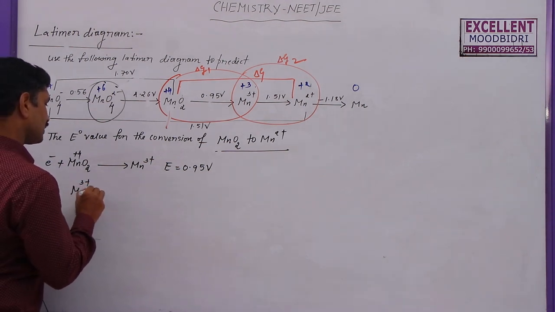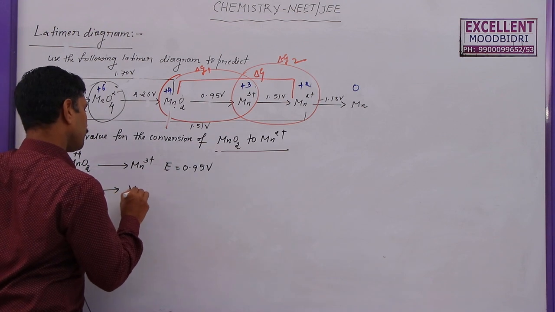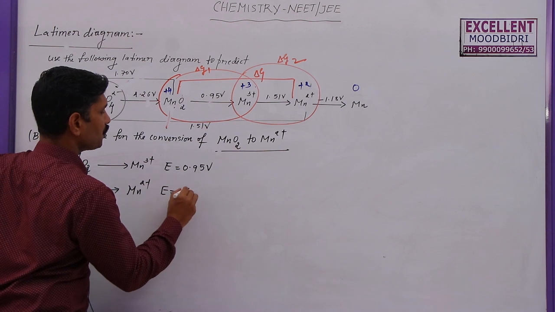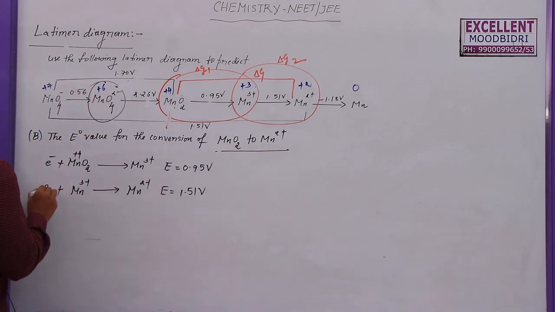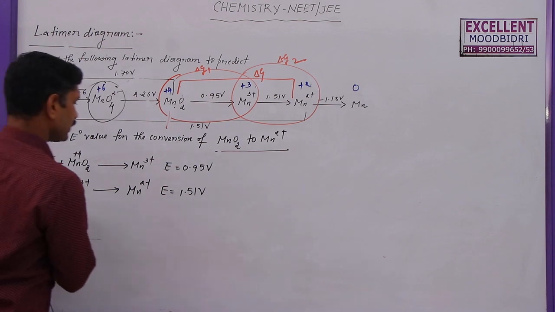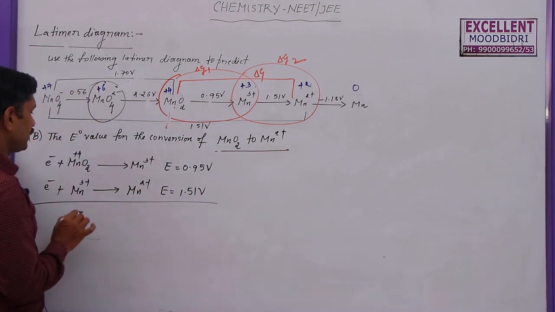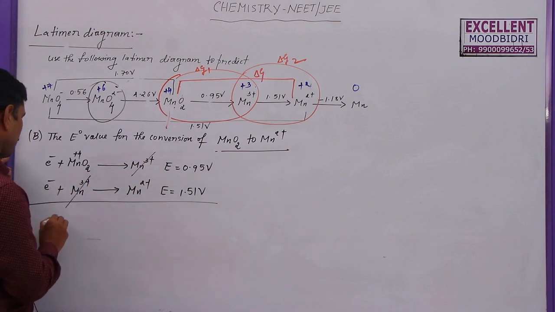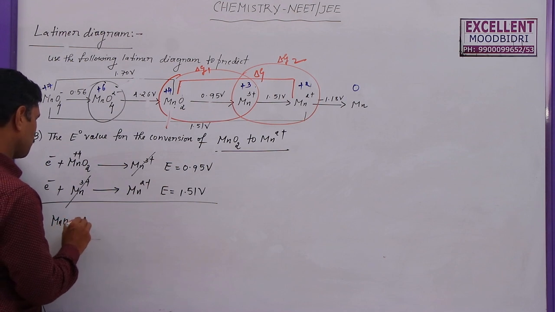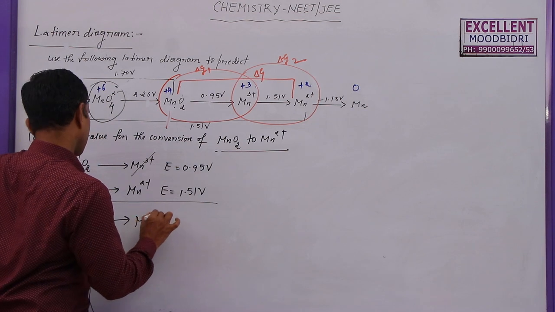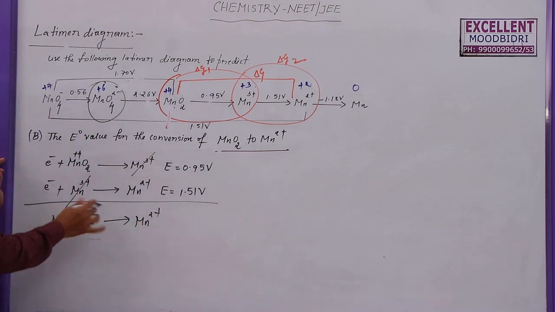Next one, Mn3+ changes to Mn2+, E° is equal to 1.51 volt, and here also we can add 1 electron. If we add the electron, these two equations you can add. So Mn3+ gets cancelled. So we get MnO2 plus 2 electrons converted into Mn2+, which is correct, because here the oxidation state is plus 4, here plus 2, the equation gets balanced.